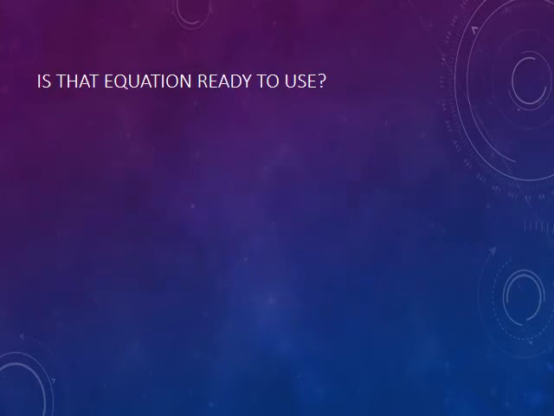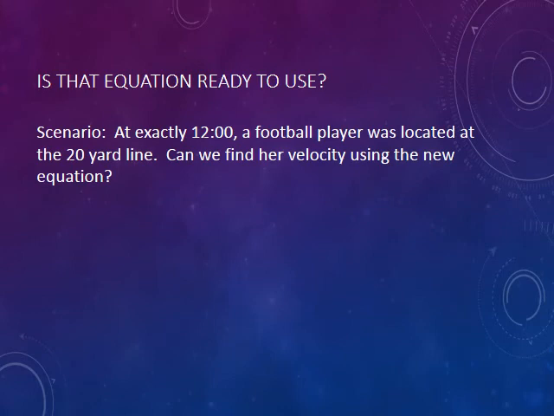So before we start using this equation and running with it, we need to test it to make sure that it makes sense and that the answers it produces make sense. So let's look at the following scenario or sample problem. So we're going to say at exactly 12 p.m. a football player was located at the 20-yard line. So can we find what her velocity is using our new equation?